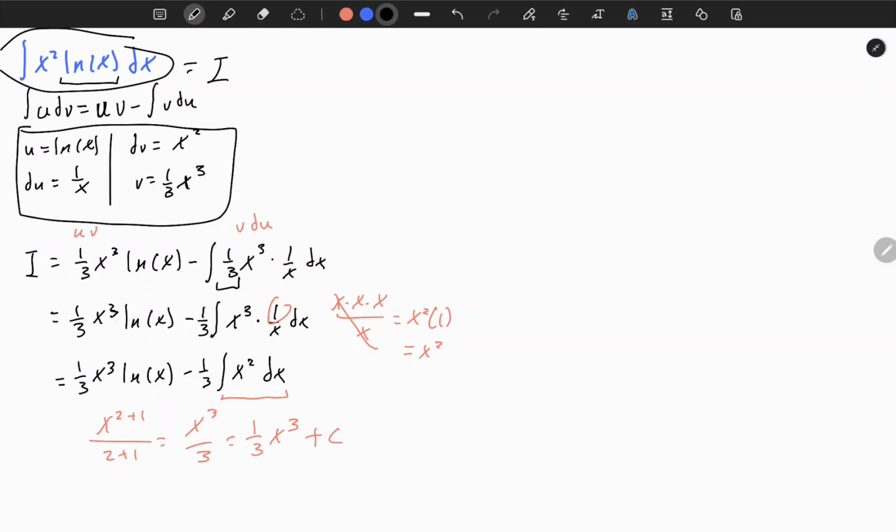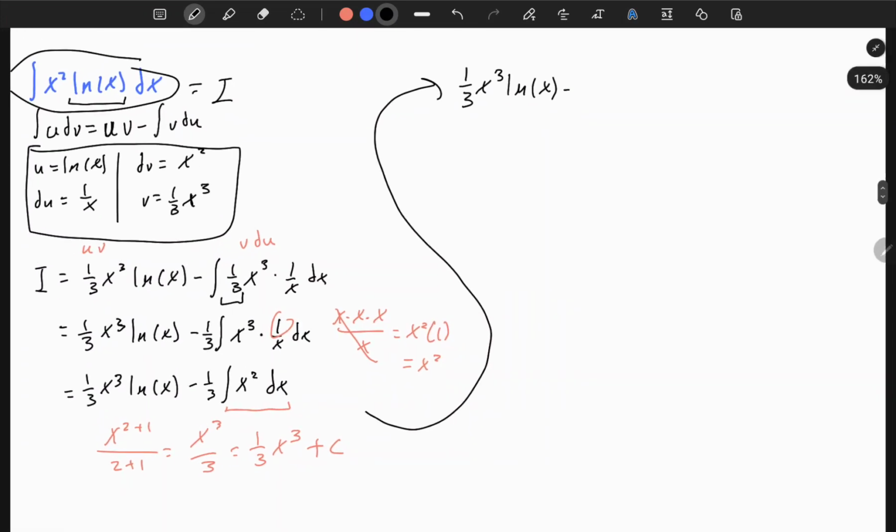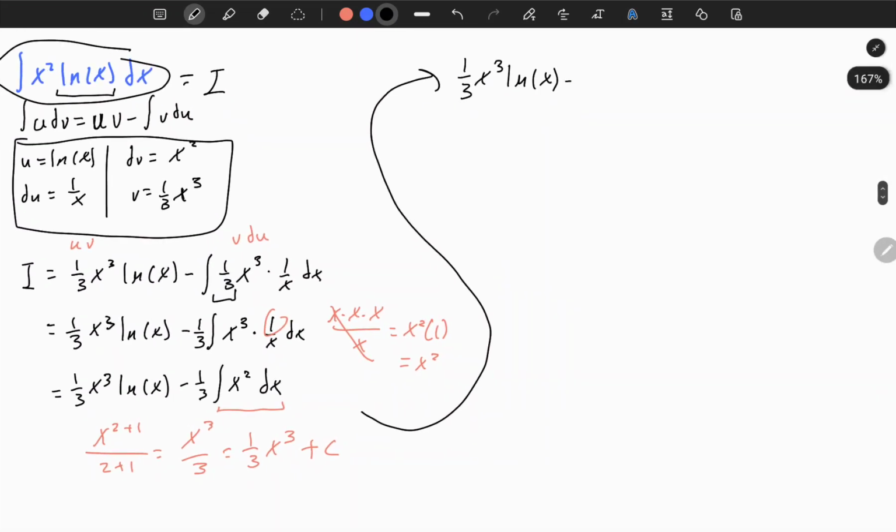And then our answer is going to start looking like this: 1/3 times x cubed times the natural log of x minus, well, we're quite at the answer, but not quite just yet. So we got 1/3 times what we just got from our integral, from integrating x squared.